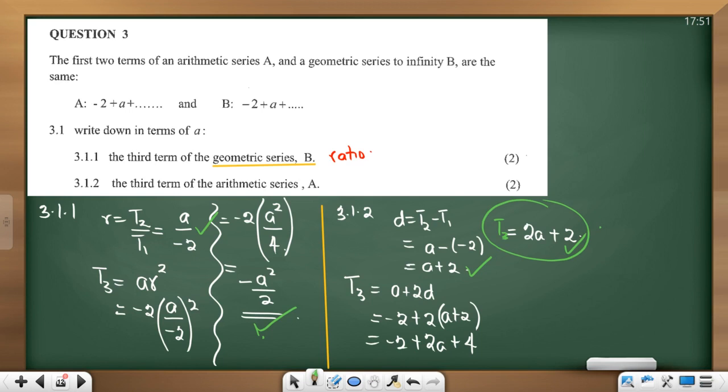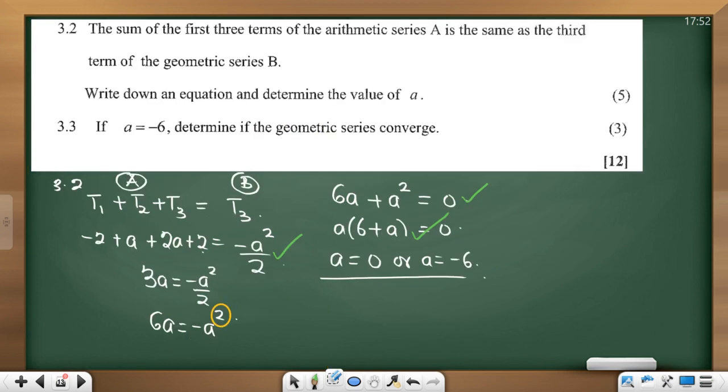A cannot be 0. Do you know why a cannot be 0? Because if our a is 0, then the ratio will be 0, and the ratio cannot be 0. Okay, so take note of that. So a cannot be 0, not applicable.